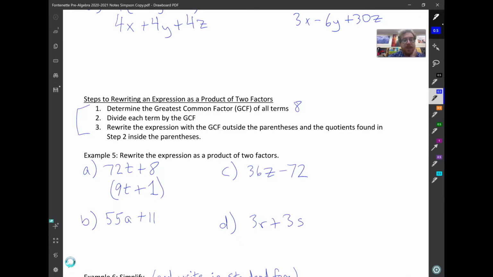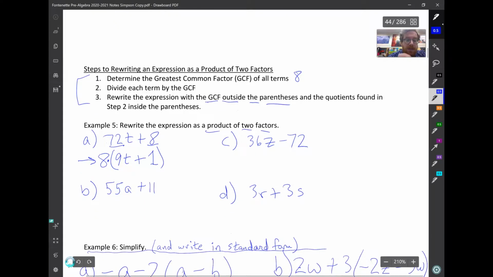What I want to do is then rewrite the expression with the greatest common factor outside the parentheses. So the 8 out here. Now, if I think about distributing this, 8 times 9 gives me 72. 8 times 1 gives me 8. Now this expression is the same as the one that I started with. So I didn't change the value of anything, I just rewrote it as the product of two factors.